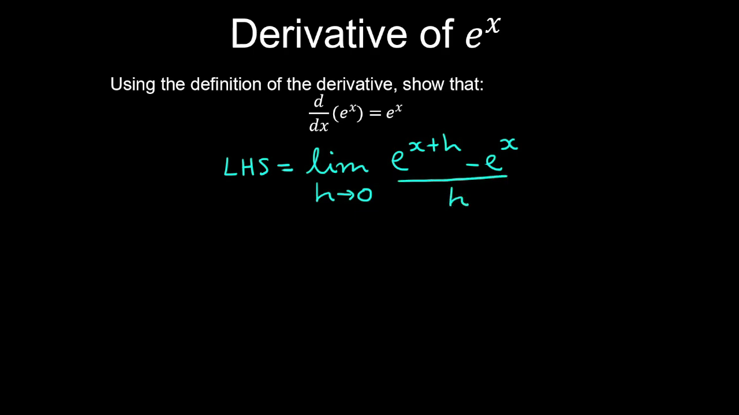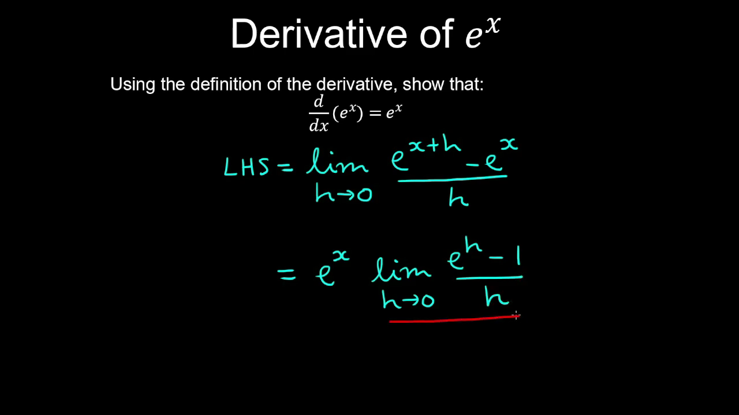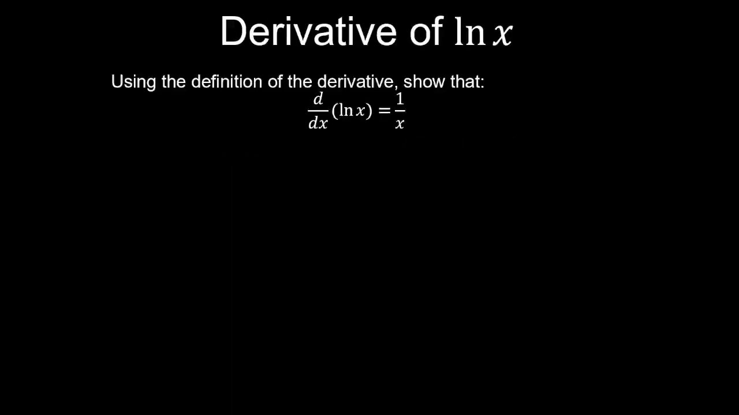And now we can do a bit of algebra to factor out e to the x. And using more advanced techniques, we'll see that the limit evaluates to 1. And that shows that the derivative is equal to e to the x. Let's prove the derivative of the natural log of x using the definition.